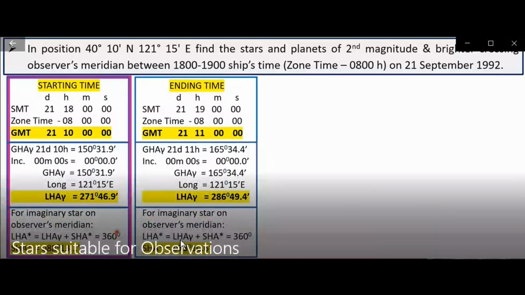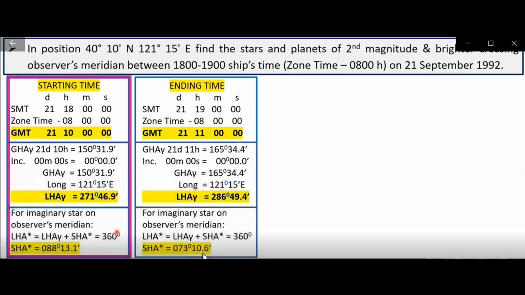So beta, what we have done till now is, for the starting time, the SHA of the star on our meridian we have got, and for the ending time, the SHA of the star on our meridian we have also got. So now we know that all the stars between these two SHA values will be crossing our meridian. So it becomes very simple now.